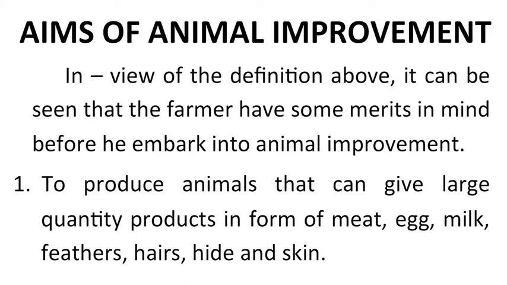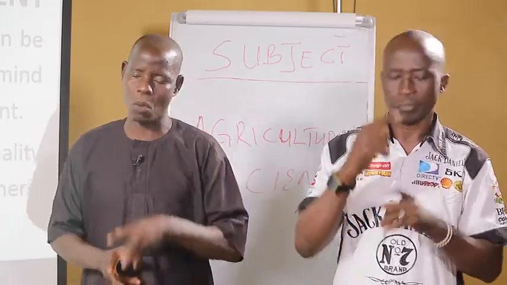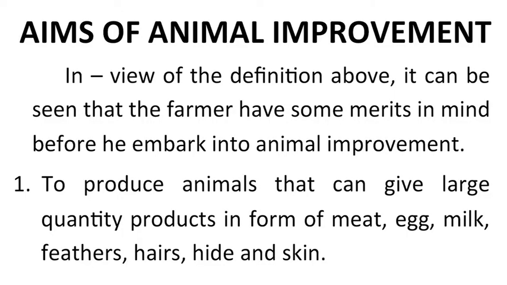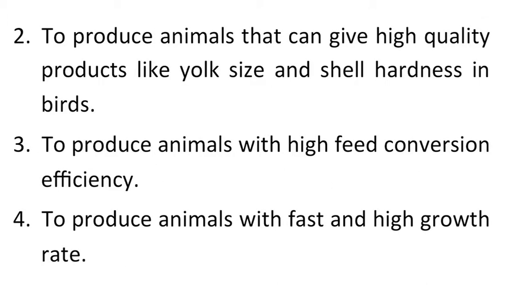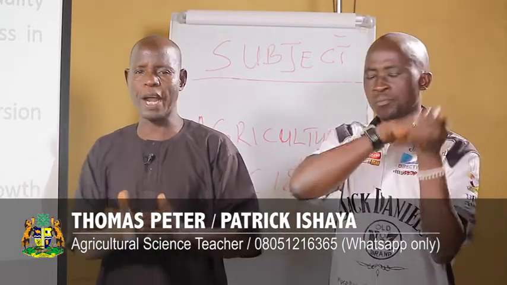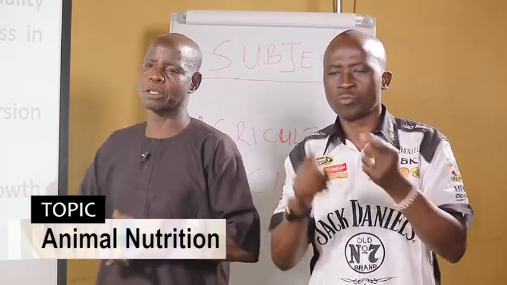Aims of animal improvement. In view of the definition above, it can be seen that the farmer has some merits in mind before he embarks into animal improvement. What are those aims? 1, to produce animals that can give large quality products in form of meat, egg, milk, feathers, hairs, hide, and skin, to mention but a few. 2, to produce animals that can give high quality products like yolk size and shell hardness in birds. And 3, to produce animals with high feed conversion efficiency. That is, animals that can change even waste to meat or egg within a short period of time.